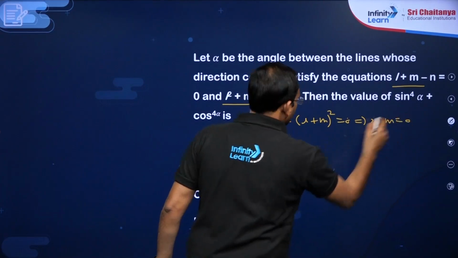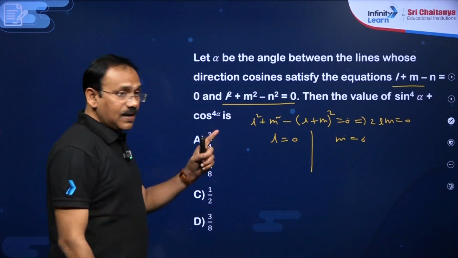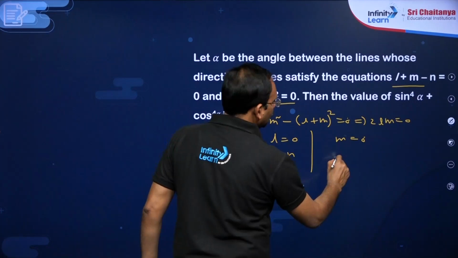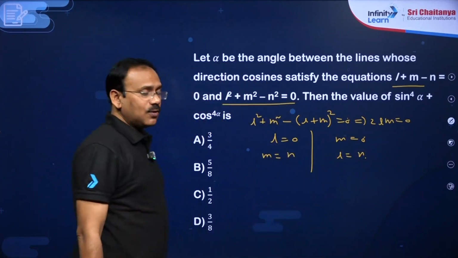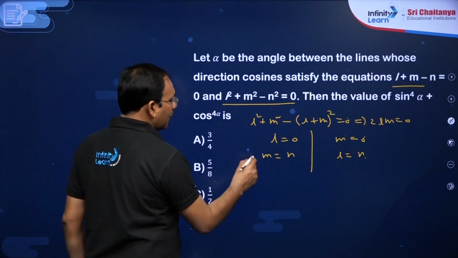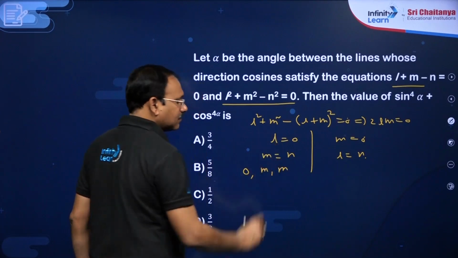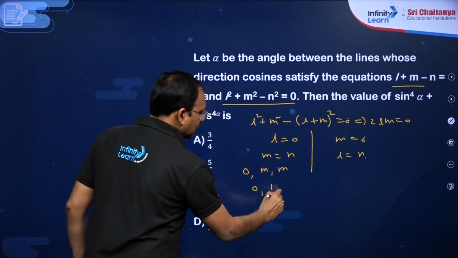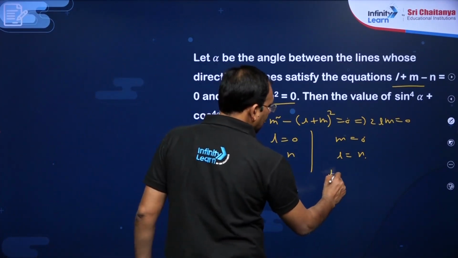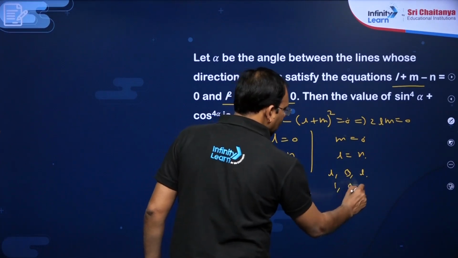If 2lm is 0, case 1 either L is 0 or m is 0. Friends, if L is 0, what happens? M is equal to n. If m is 0, you will get L is equal to n. So here you try to find the roots. Suppose let me take L 0. Suppose m is m, n is also m. So that means the DRs are proportionate to 0, 1, 1. And here if L is L, m is 0, n is also L. So that means you can take the DRs like 1, 0, 1.